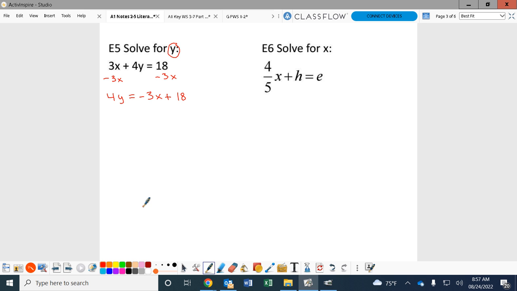Now what's the only thing keeping this from being slope-intercept form? What's keeping it from being y equals? Is the y by itself? No, the 4's there. So we got to get rid of this, so we're going to divide both sides by 4, which makes it y equals negative 3x plus 18, all divided by 4.